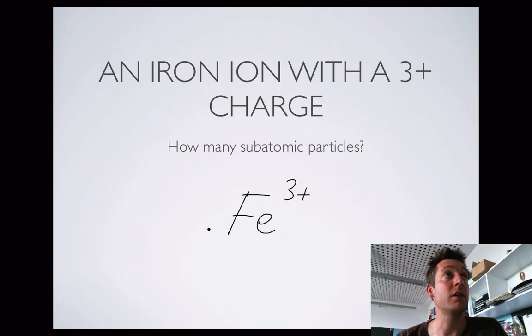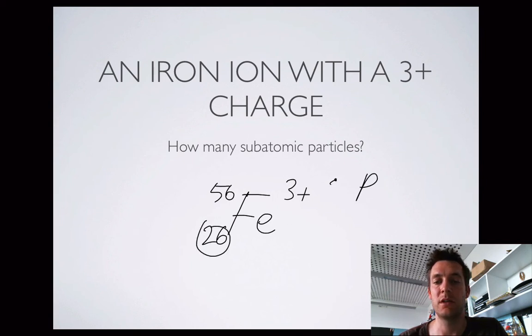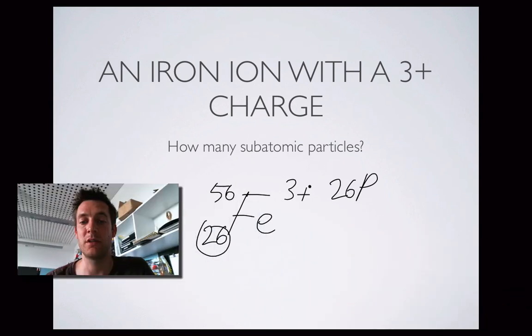Okay, iron, if we look it up on the periodic table, atomic number 26, mass number 56, rounding to the nearest whole number. How many subatomic particles does it have? Well, protons is easy because it's the proton number or the atomic number, 26. Electrons a bit trickier now because this is an ion, so it's lost electrons compared to what it normally would have. It would normally have 26 to equal the protons, but it's lost 3, so 23 electrons.